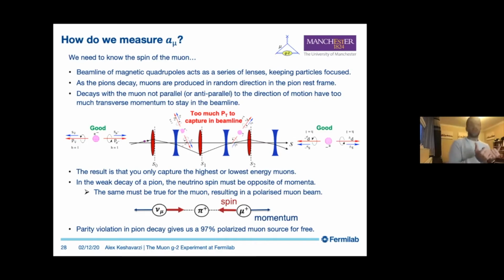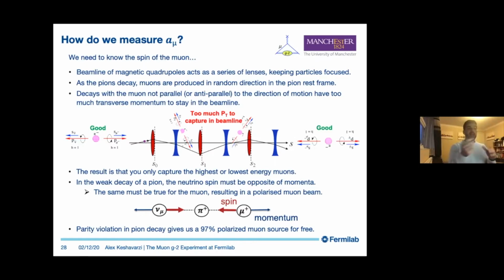So what we end up with is the muons that are the highest energy, that are parallel to the direction of motion, or the lowest energy, anti-parallel to the direction of motion. We have nothing in between. All right, so we only ever capture the highest or lowest energy muons.